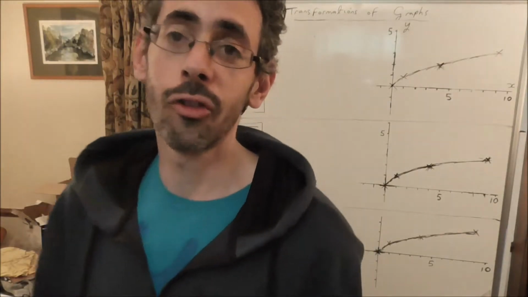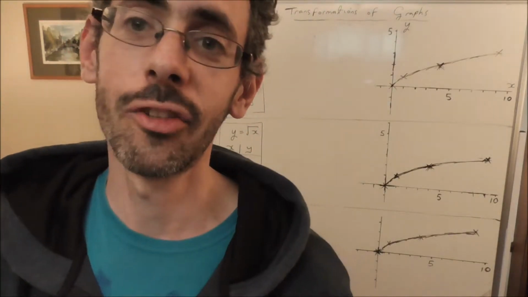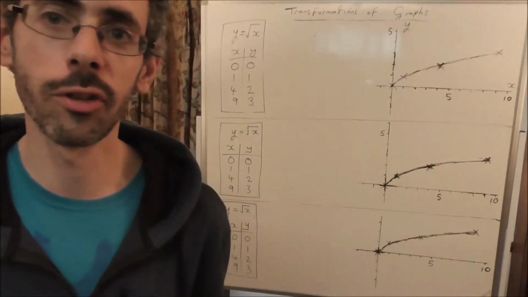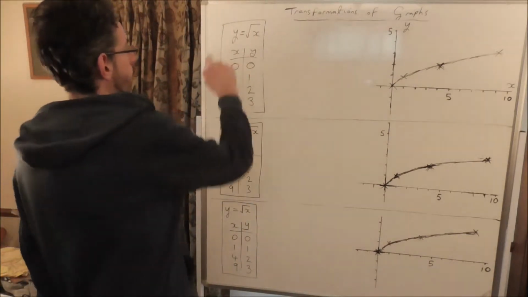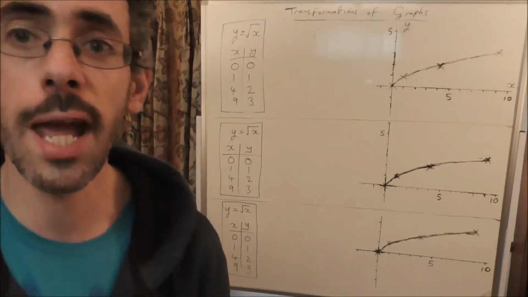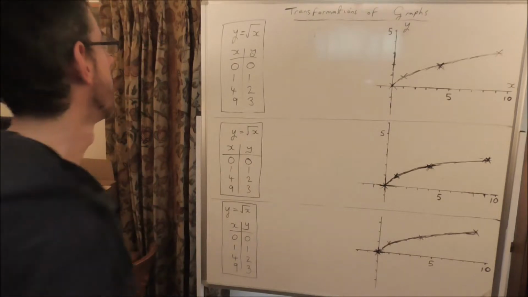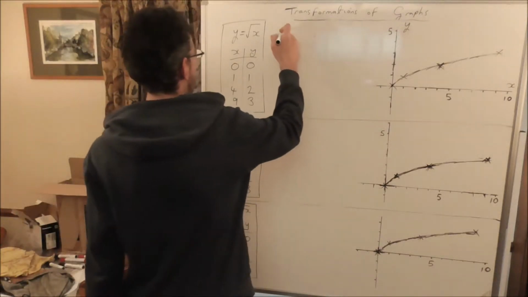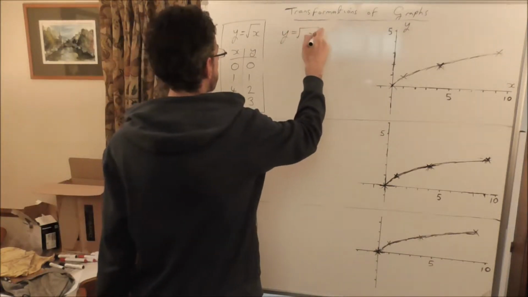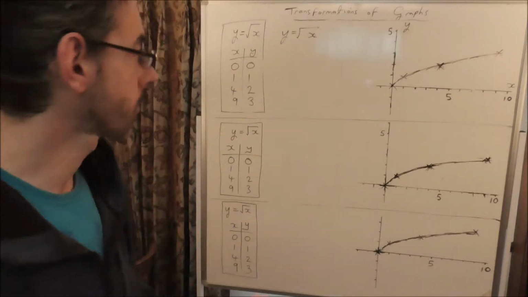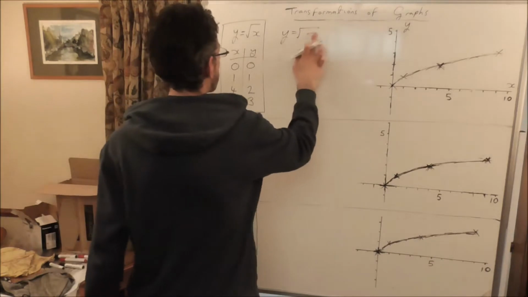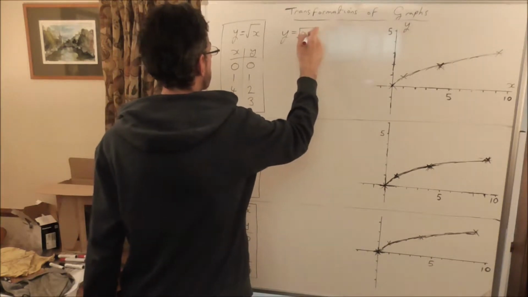Right, let's do some horizontal transformations now. You might be wondering, how do you change the equation to get the graph to move horizontally? Well, what you do is you just take the original equation and replace the x with something else. So I'm going to take the original equation, y equals the square root of x, and I'm going to replace the x with x minus 2.